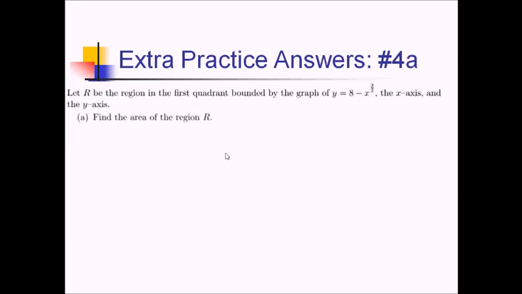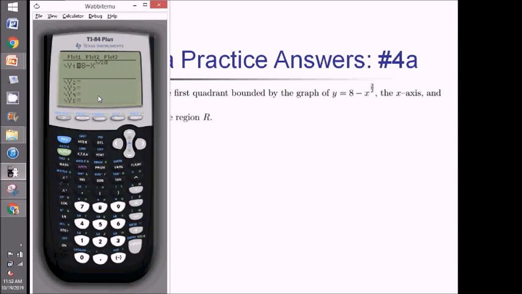For this problem, we have R as the region in the first quadrant bounded by 8 minus x to the 3 halves, the x-axis and the y-axis. First part of the problem, we're just trying to find the area of R. So this is a grapher problem. I'm going to start by graphing this thing to see what I'm dealing with. And they did say that this was in the first quadrant.